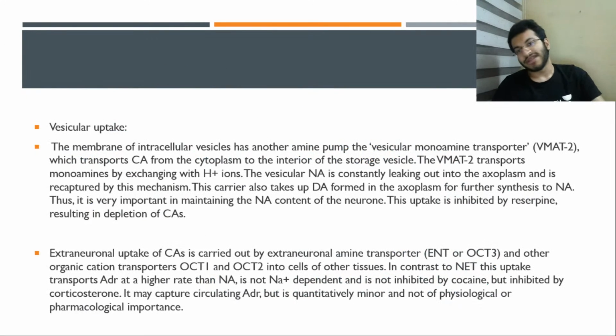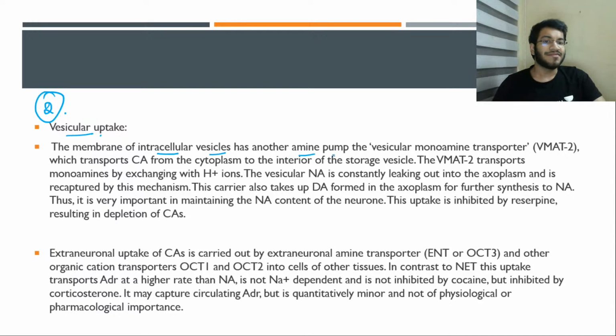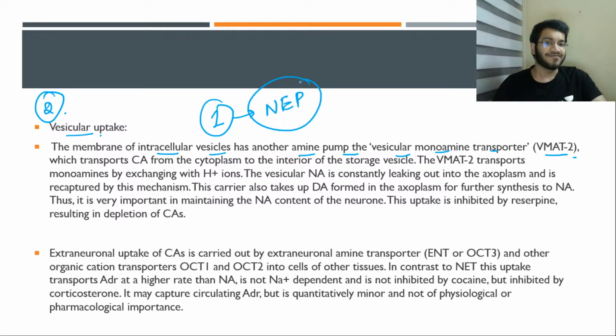Then second type of uptake, vesicular uptake. So the membrane of intracellular vesicle has another amine pump, the vesicular monoamine transporter or VMAT2. So first transporter was NET, right? And the second, that is vesicular uptake, is having vesicular monoamine transporter or VMAT2. So this transports the catecholamine from the cytoplasm to the interior of the storage vesicle, right?